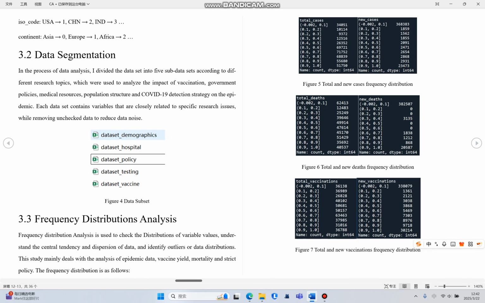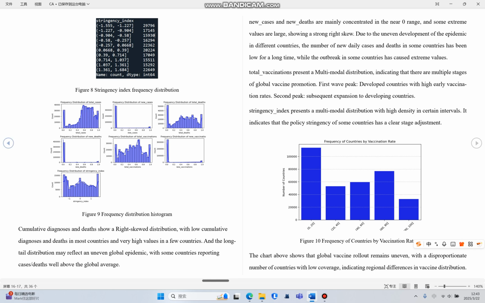And the last one is data segmentation. Based on different research topics, we divided the dataset into 5 subsets, each focusing on vaccination, government policies, healthcare resources, demographic structure, and testing strategies. And next, we do the analysis. First is the frequency distribution analysis. This graph shows the frequency of some variables, and I made a histogram here.